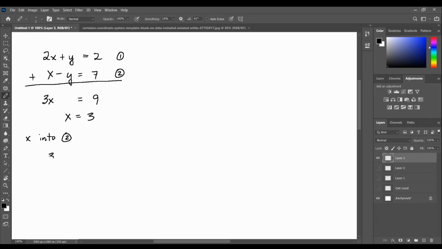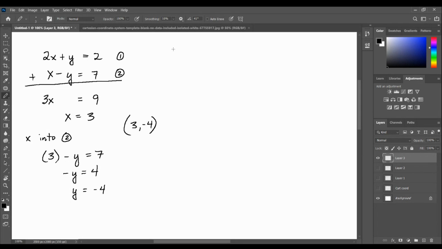And now I've got 3 where x was, minus y equals 7. Subtract 3 from both sides. Divide by negative 1. And now I've got the point of intersection is 3, negative 4. So elimination worked pretty well. I'm going to go ahead and try some substitution.